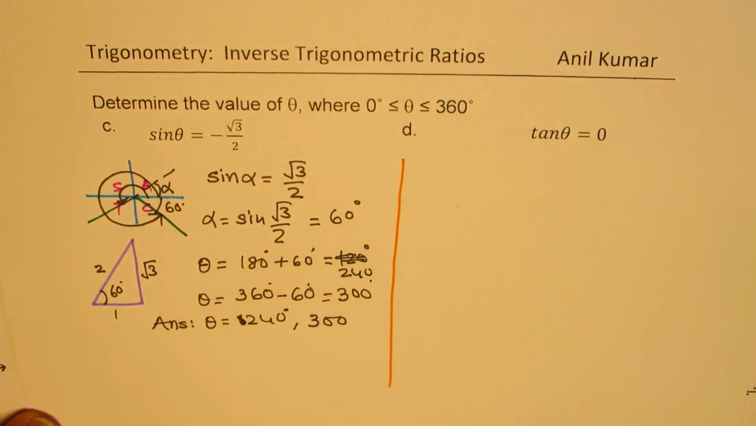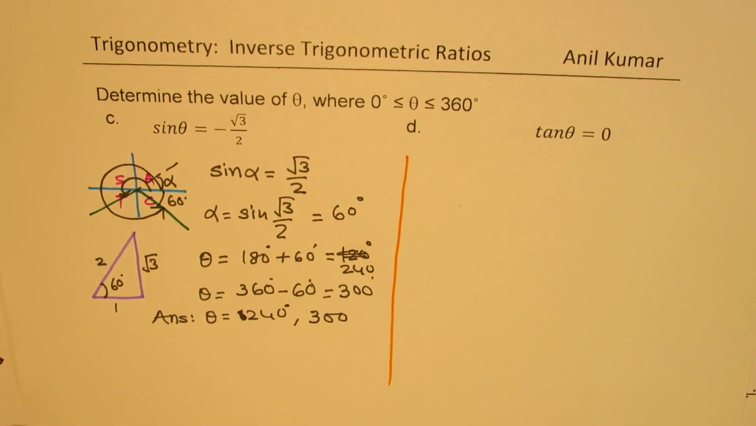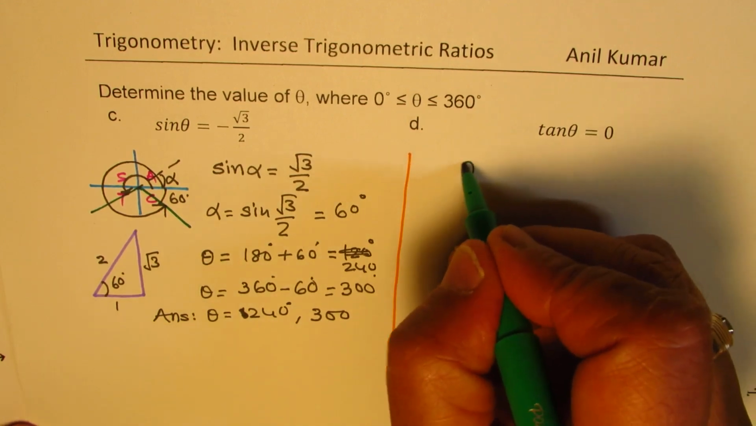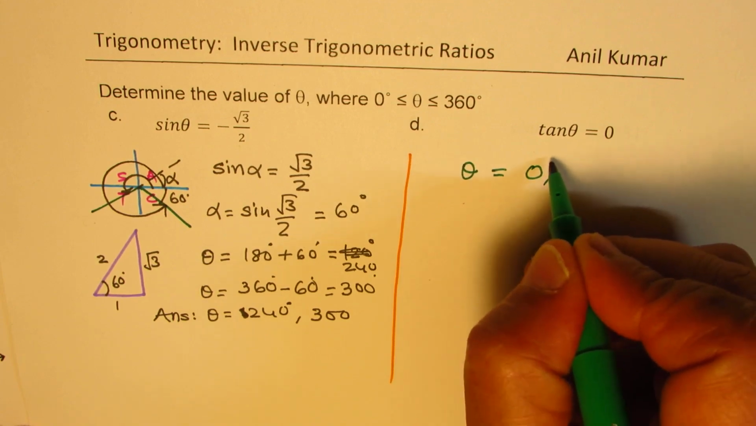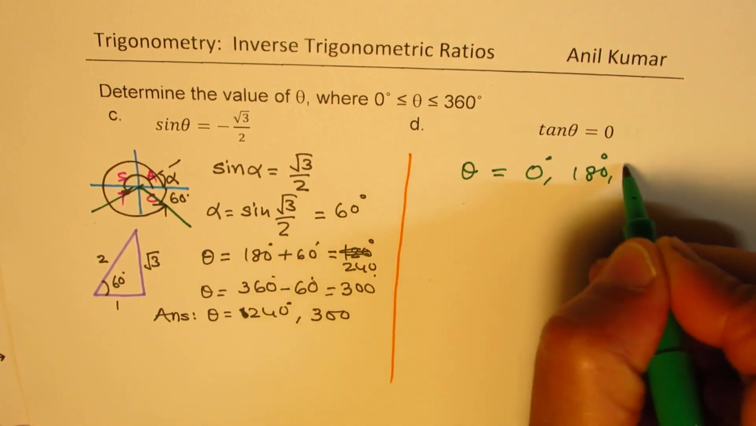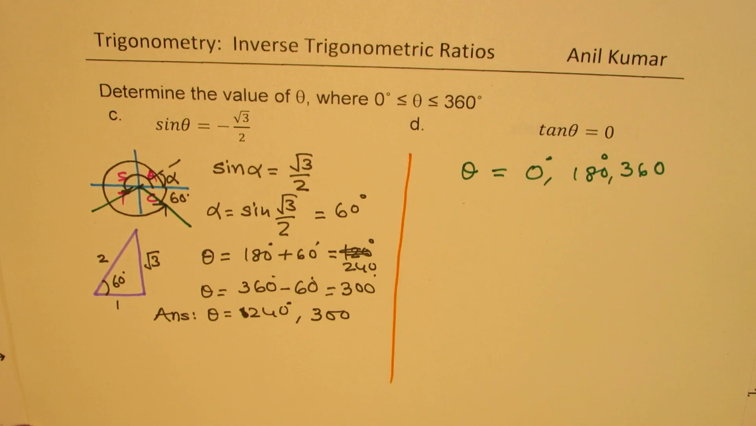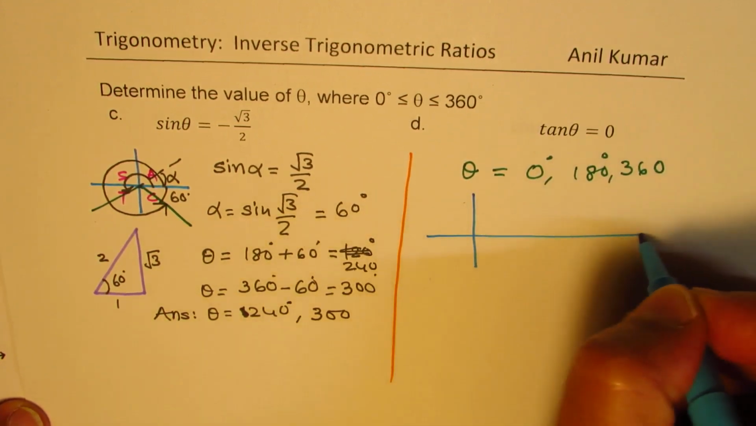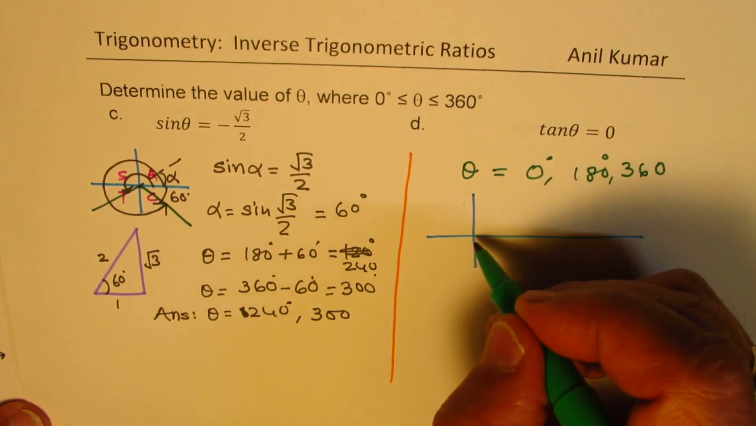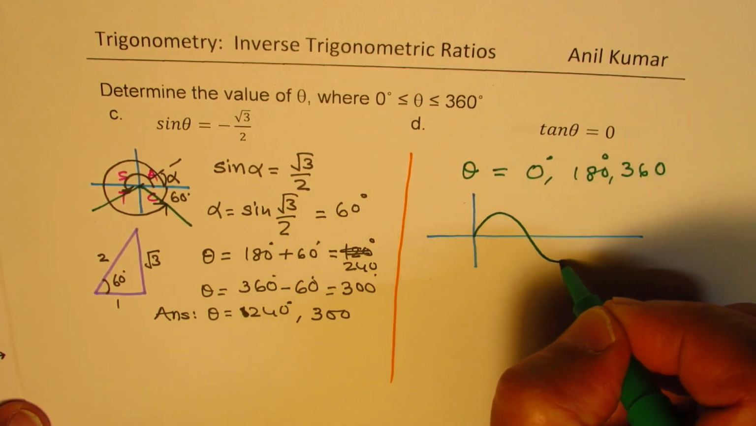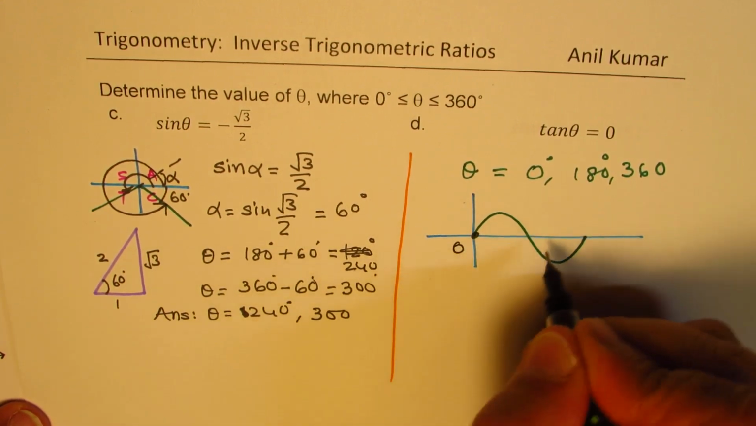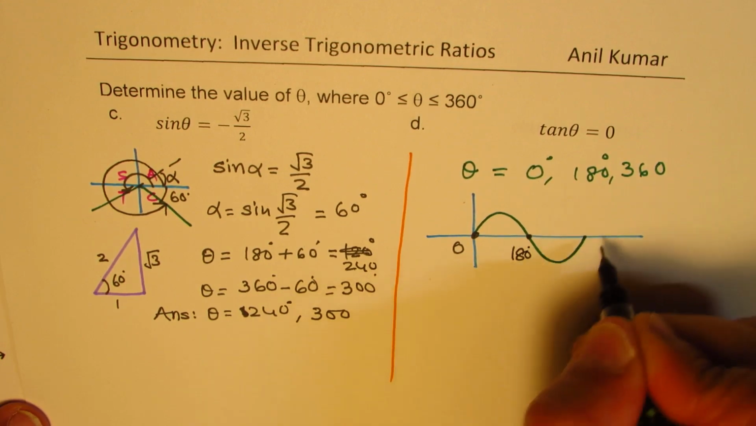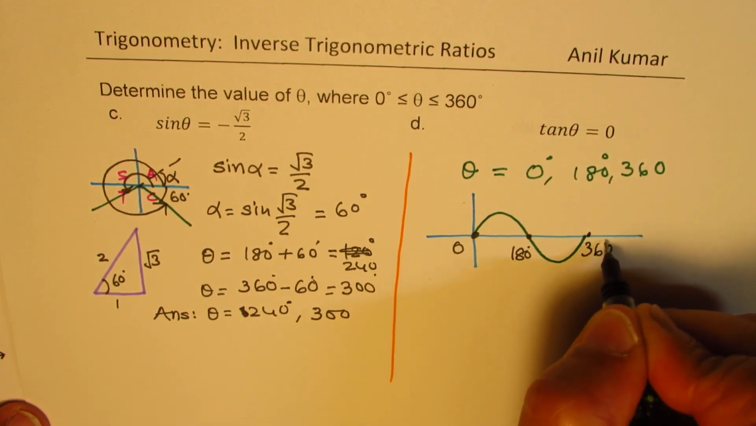Now let's look into tan theta equals 0. Well, directly you can write down this answer. We know within 0 to 360, theta equals 0 degrees, 180 degrees and 360 degrees, right? So you can do this using the sine theta curve also. Sine theta can be shown like this, right? That's the sine curve. And you notice that sine is 0 for 0, it is 0 for 180 degrees and also for 360 degrees.